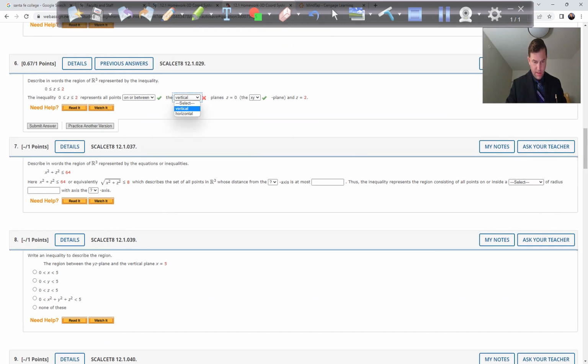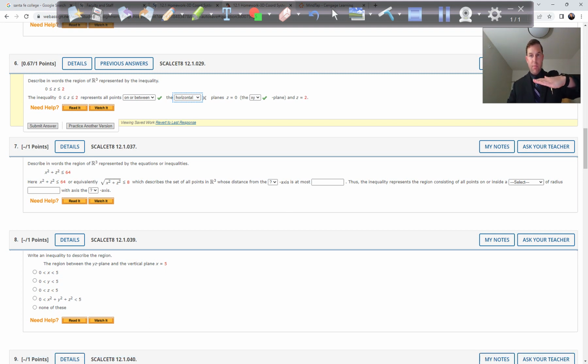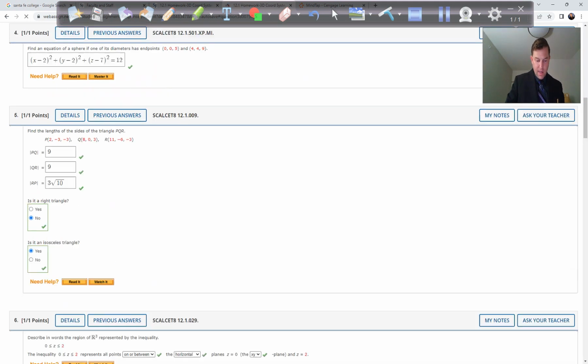Oh, I didn't like that. The horizontal planes. Oh, okay, yes, of course. The planes are stacked vertically, but they're horizontal planes. So they're flat pieces of paper that go up or down, but they are horizontal planes. So I did make a mistake there. Let me just correct that.